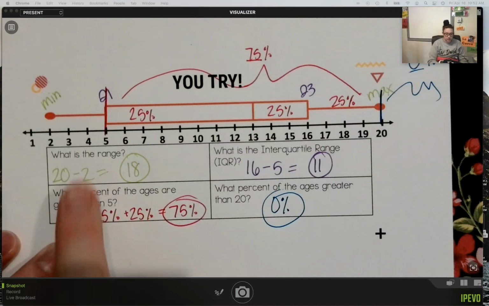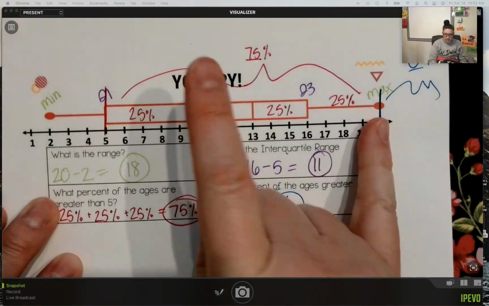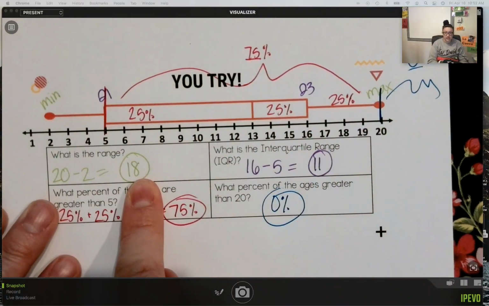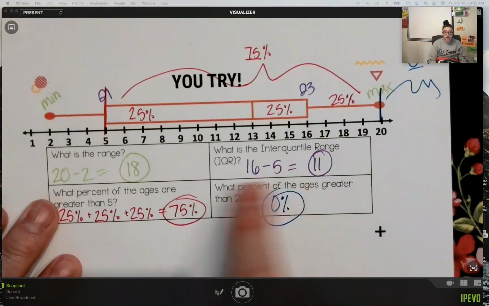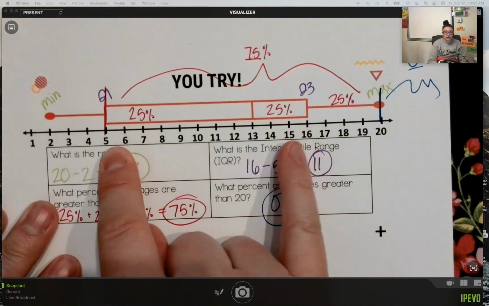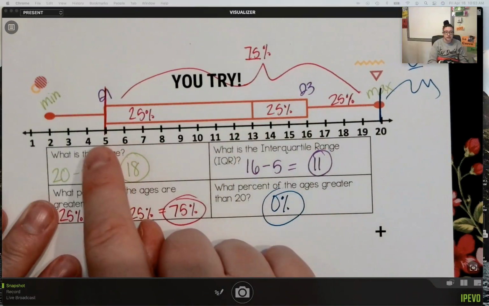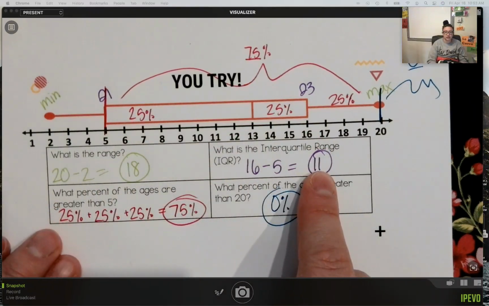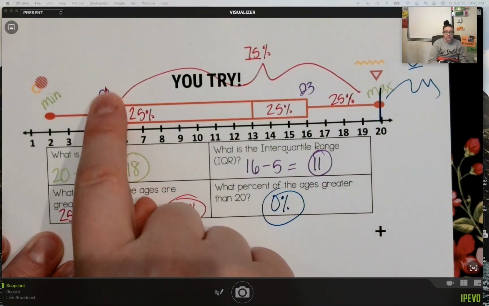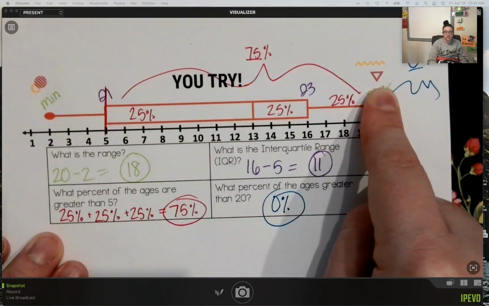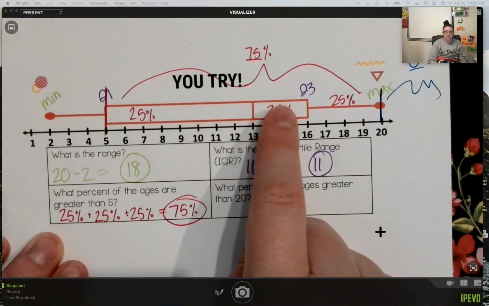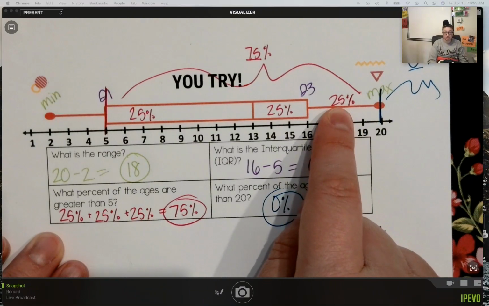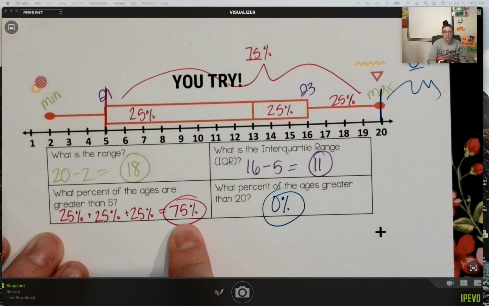All right, the range. Again, the maximum minus the minimum, we get 18. The interquartile range, Q3 minus Q1, so 16 minus 5 gives me 11. Here's 5. What percent is bigger than 5? 25% plus 25% plus 25% gives me 75%.